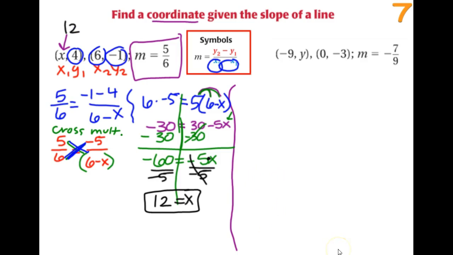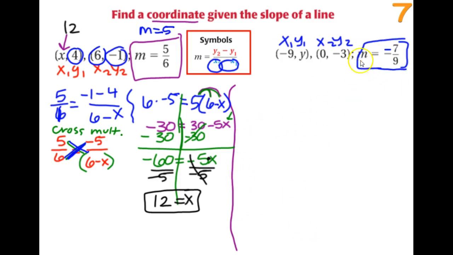I think there are 2 problems like this on your homework. We're going to do one more just to make sure we're good at it. One thing to note, if they gave you a slope that was just like the number 5, you could make it 5 over 1, so you could cross multiply. I think there's one like that on your homework. This one we're going to label x, y, first point, x, y, second point. And our slope is a negative 7/9. I'm going to put the negative on the top. You could pick if you want it on the top or the bottom, but it just goes with one, not both.